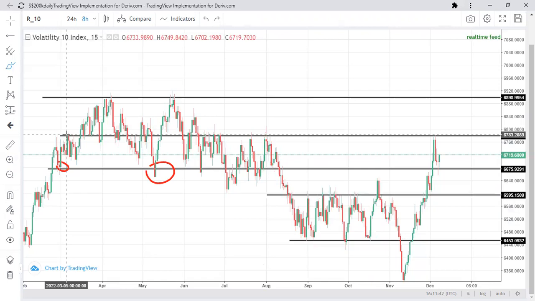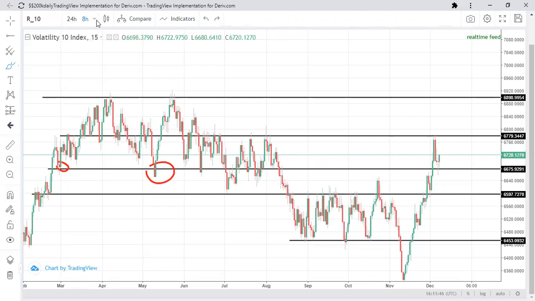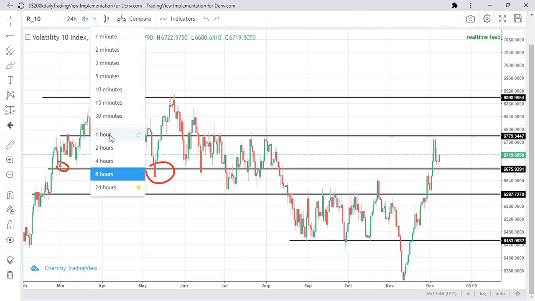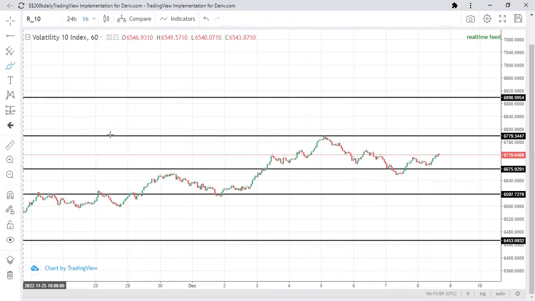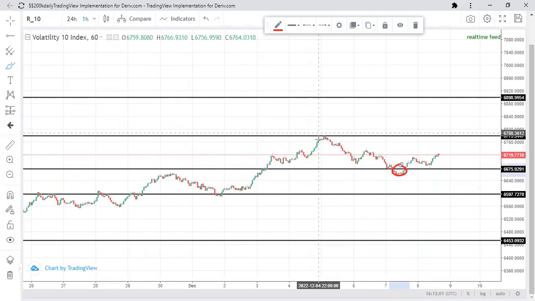And by the time you have this, you can go on a lower time frame to check a better place to get your entry, to get your stop. And on a lower time frame, there are also major support and resistance. Imagine you taking a trade from this level.